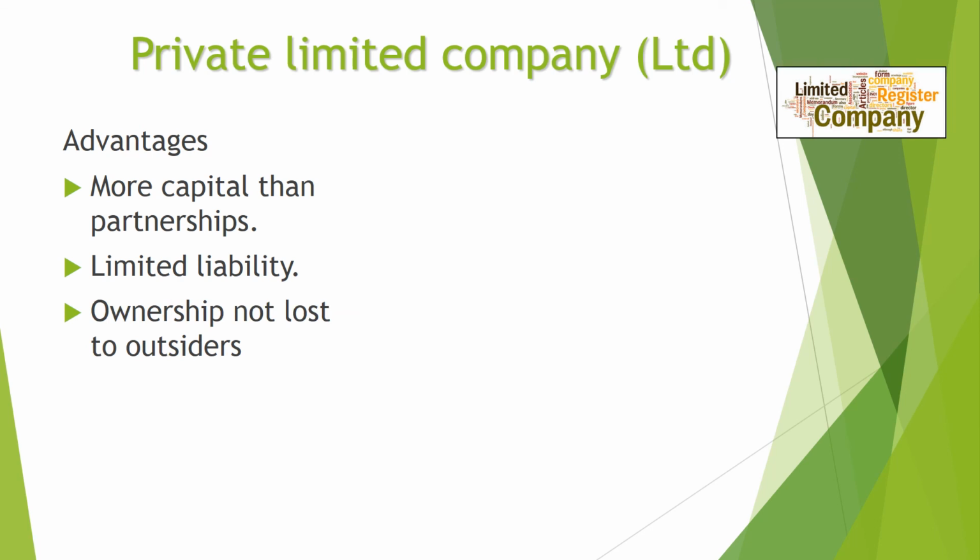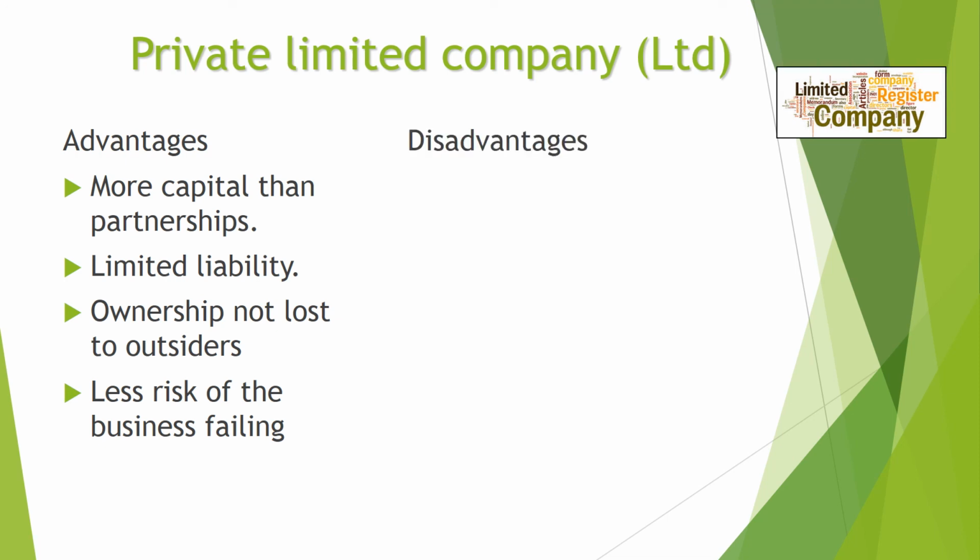The ownership is not lost to outsiders. So outsiders can't come into the business. You will pretty much choose who is going to be in your business. So with public limited companies, as we'll see next time, people are buying shares and the business has absolutely no idea who these people are because they're being sold on the stock exchange. With private limited companies, ownership isn't lost to outsiders. There's also less risk of the business failing because there's more capital in the business, there are more heads, there are more ideas, and it can tend to be a bigger company.